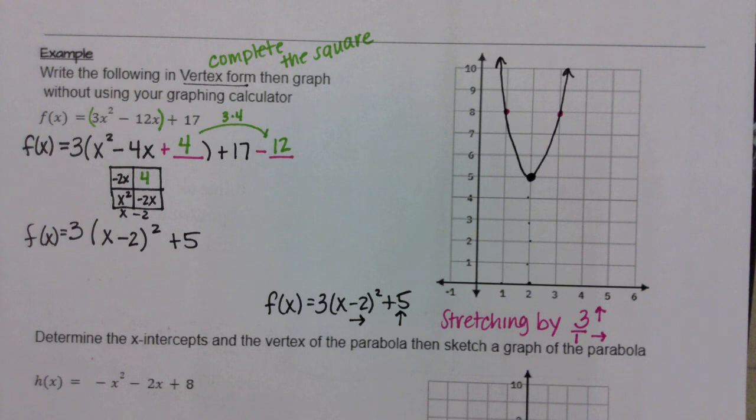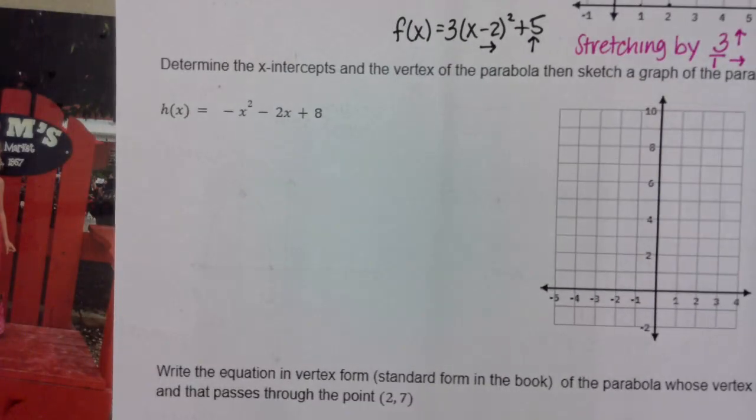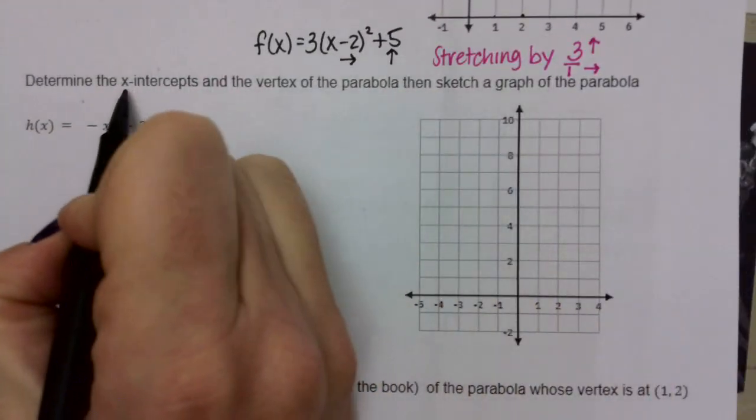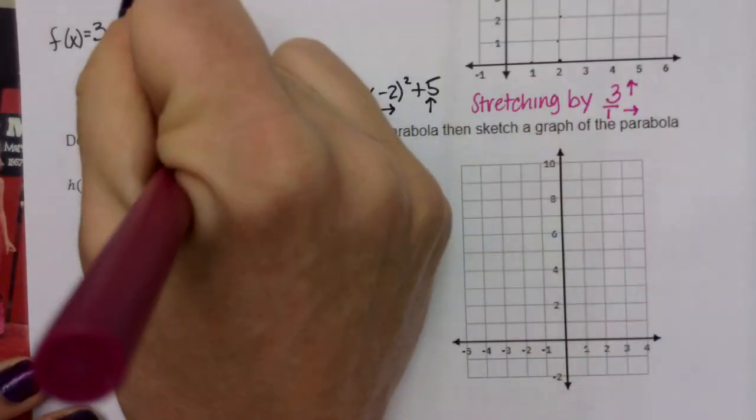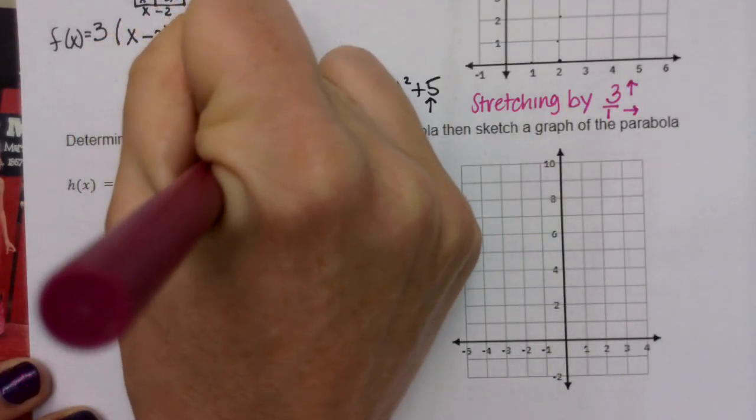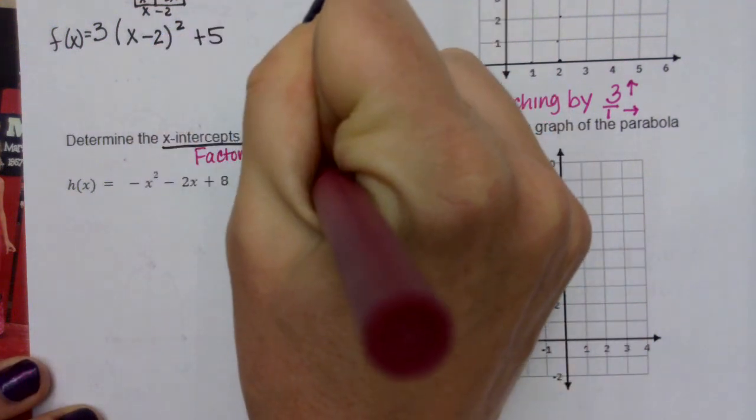Okay? If you are a person that's going to stop and do your practice, go ahead and do your practice. Okay, next one says determine the x-intercepts and the vertex. So for your x-intercepts, you factor. For your vertex, you complete the square.